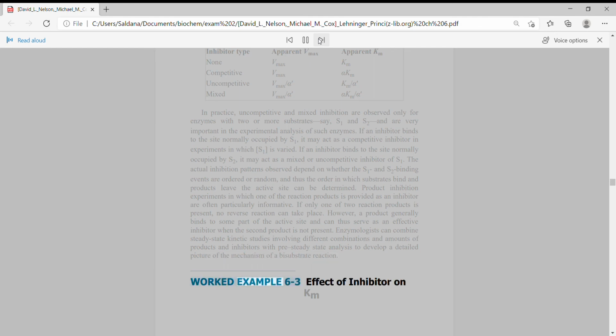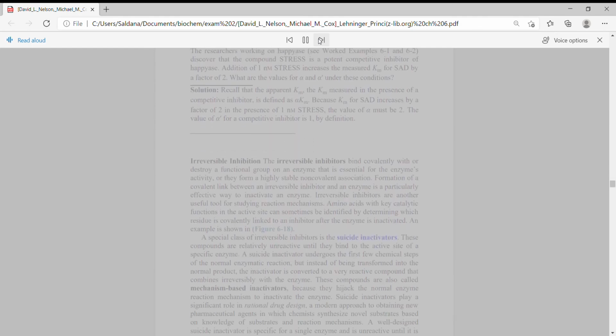Worked example: Km. The researchers: a competitive inhibitor is defined.